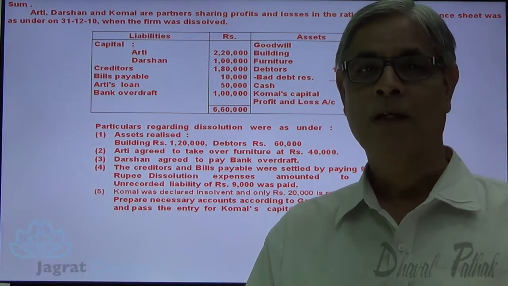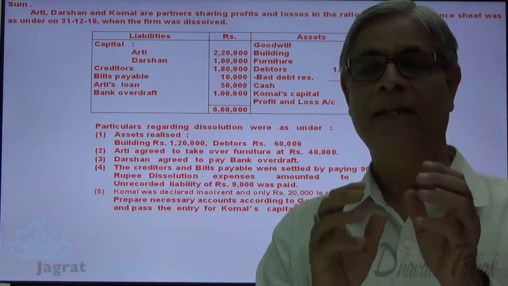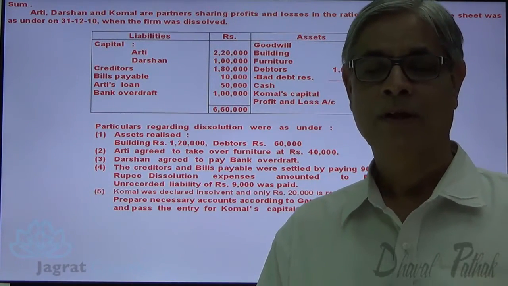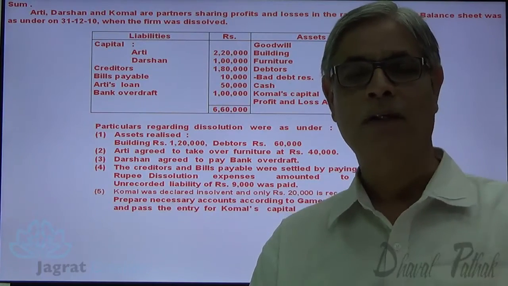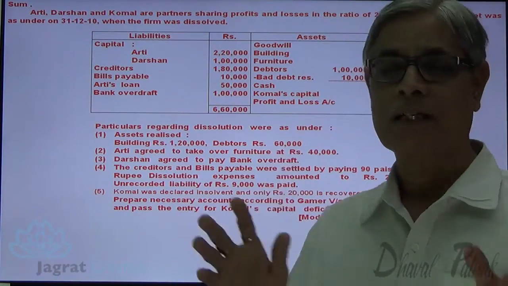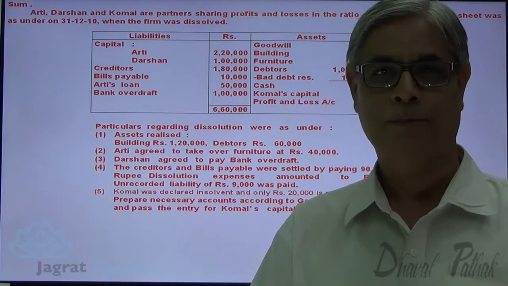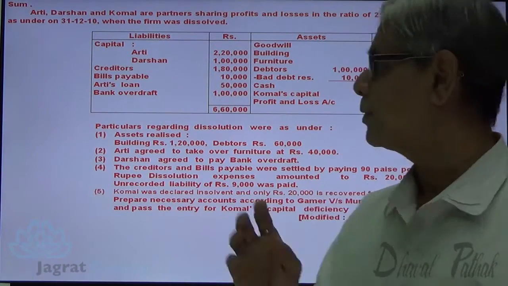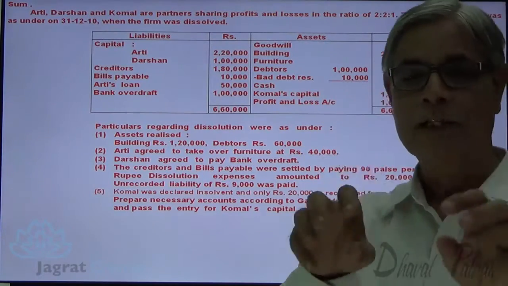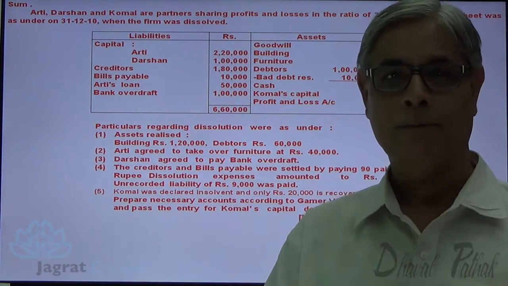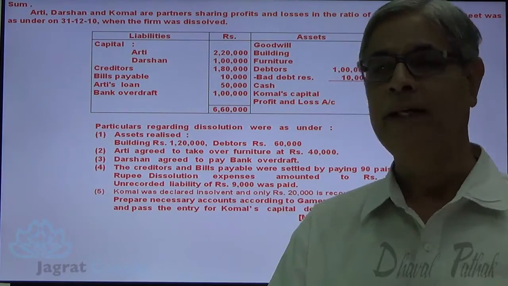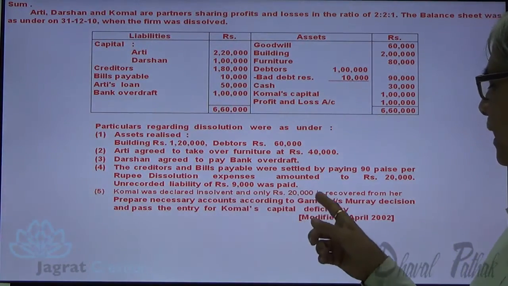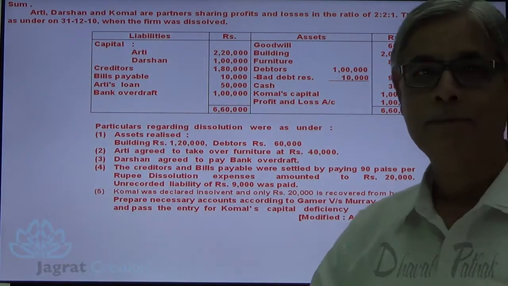Now, when Komal is unable to pay debts and obligations, the obligation of Komal towards the partnership firm wherein she is a partner, whatever the claims the partnership firm holds against Komal, she is unable to pay, or she has paid only 20,000, or only 20,000 could be recovered from her.